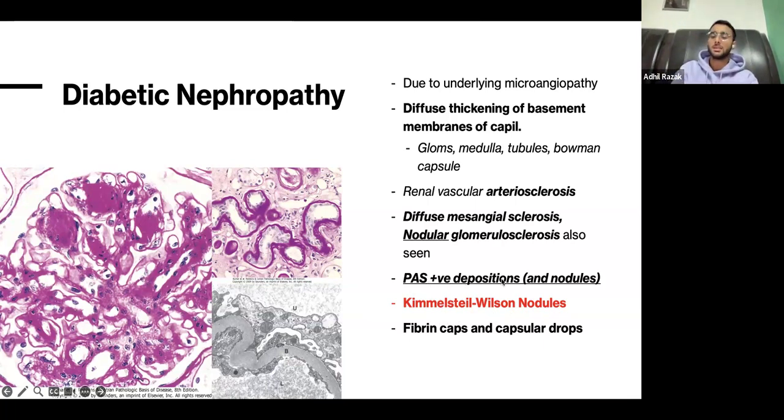If the question doesn't mention the nodules and doesn't give you a histopathological image, but just says that there is diffuse sclerosis of the mesangium and there are PAS positive depositions, your diagnosis should be diabetic nephropathy. There are also fibrin caps and capsular drops. So, is that clear?